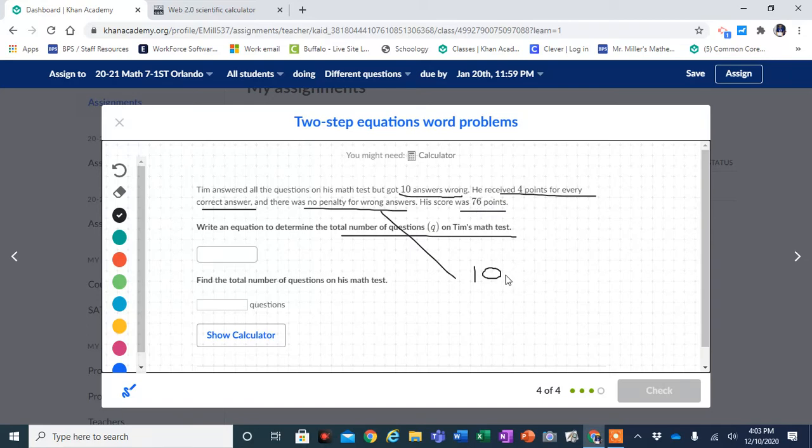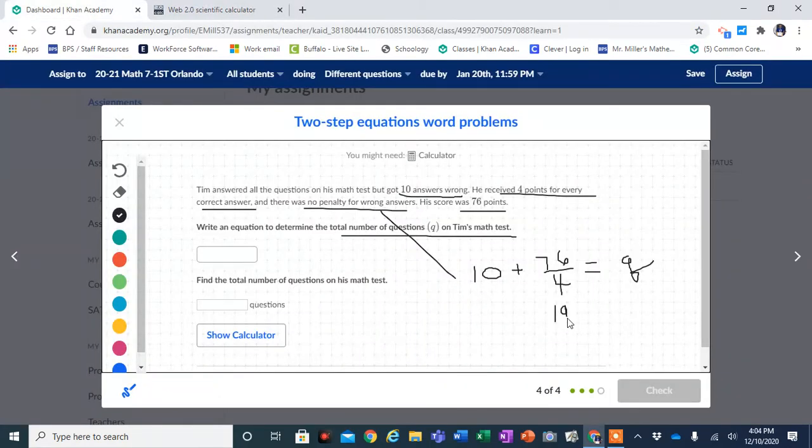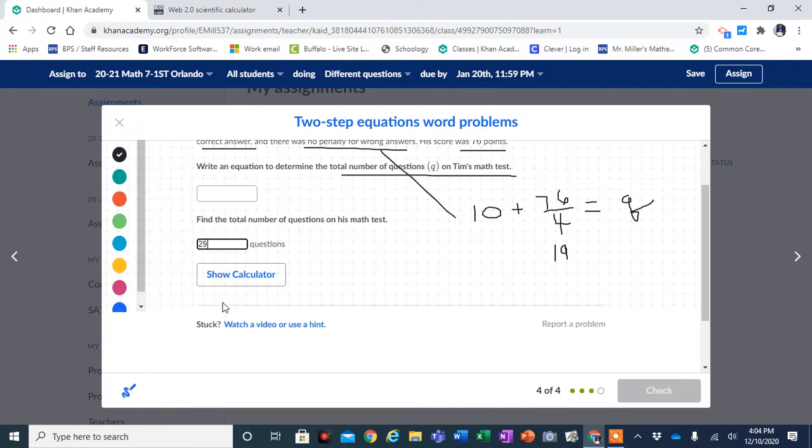So the 10 that he got wrong, plus 76 divided by 4, would tell us how many questions he got right, because they were each 4 points. That has to equal the total number of questions on the test. So 76 divided by 4 is 19. So that would mean that there must have been 29 questions on the test.